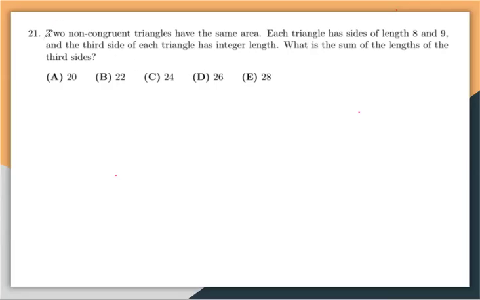Okay, so we have problem 21 from 12B. Two non-congruent triangles have the same area, and each triangle has sides of 8 and 9. The third side of each triangle is also an integer. What is the sum of those third sides?